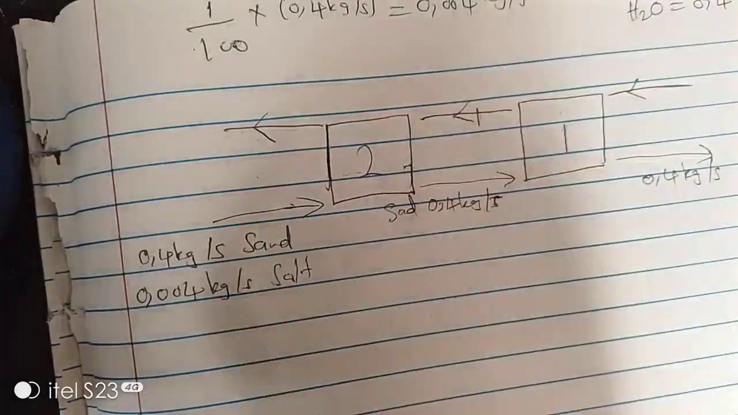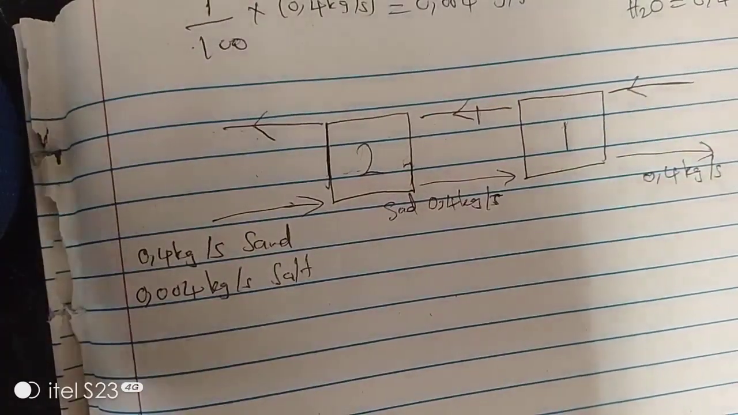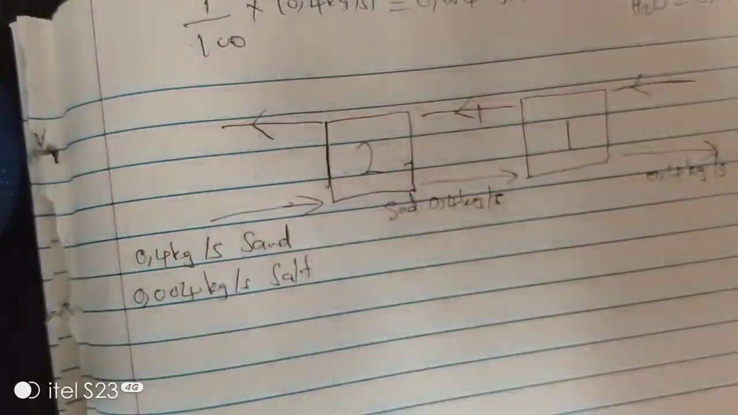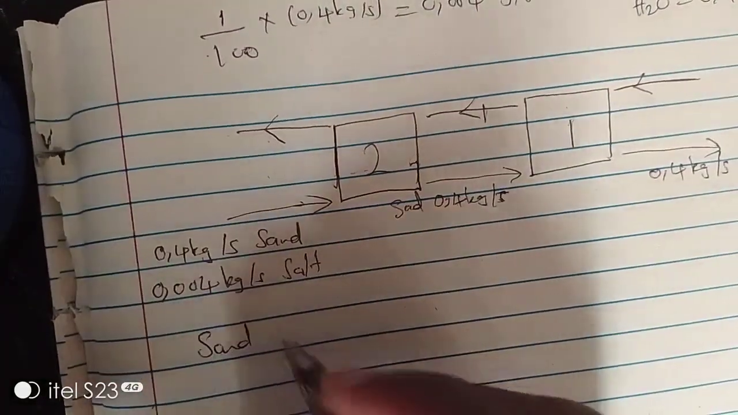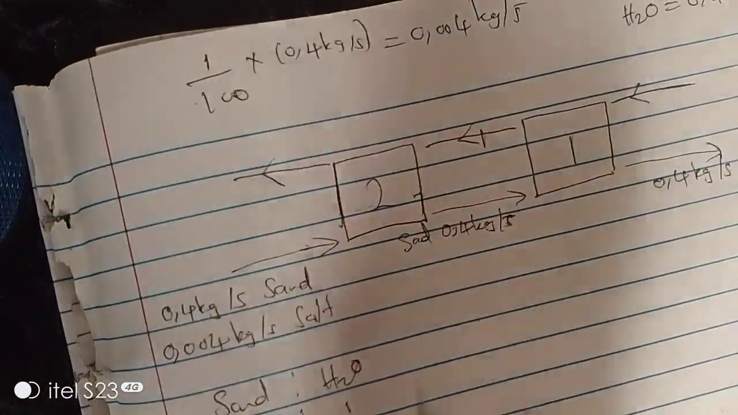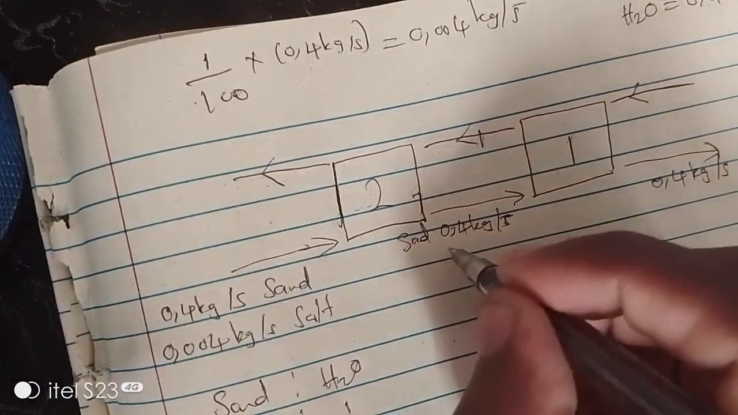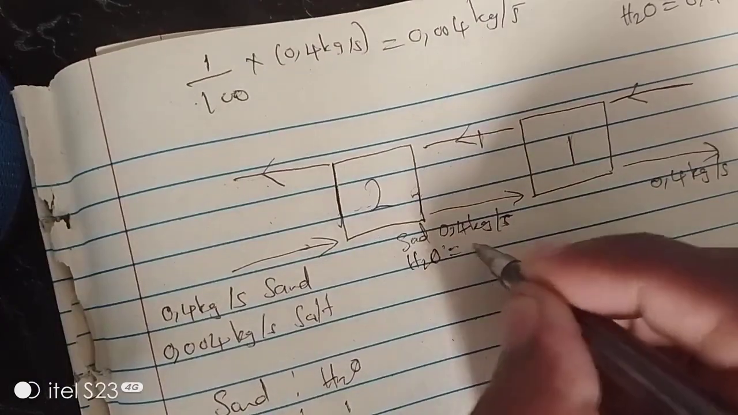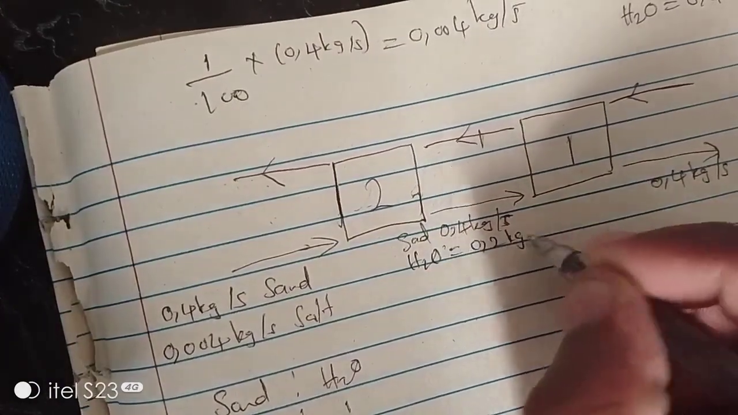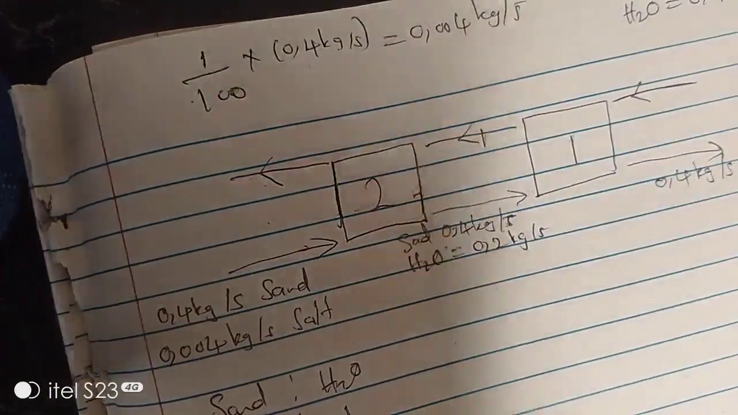Hope this is clear. So now we're told that for every 2 parts of sand, the ratio of sand to water is 2 is to 1. So how much water do we have here? Since we have got 0.4 kgs of sand, we've got water equal to 0.2 kgs per second. Hope it's clear.